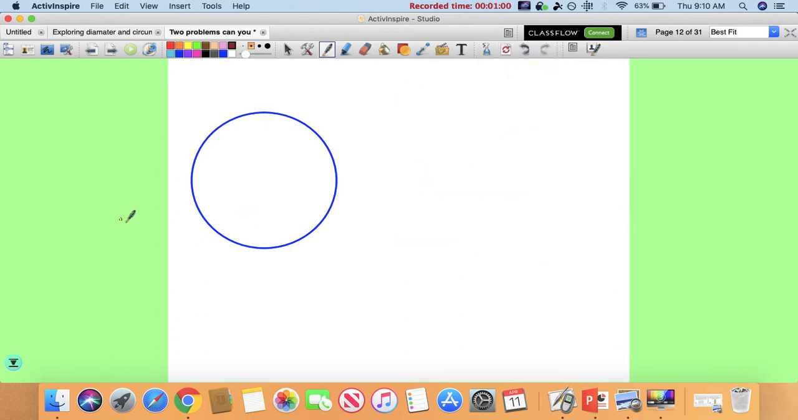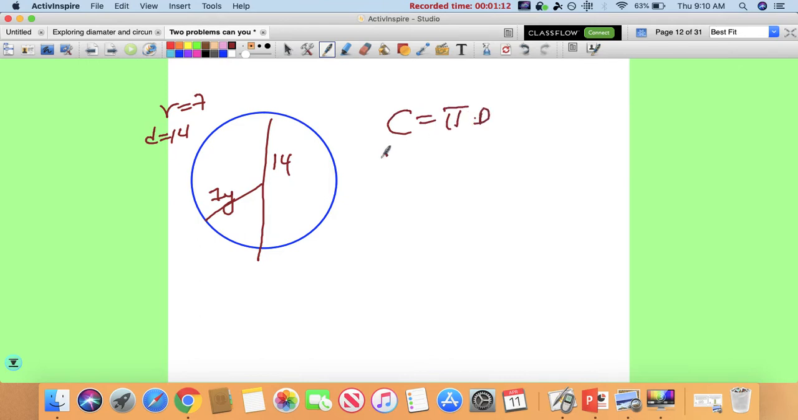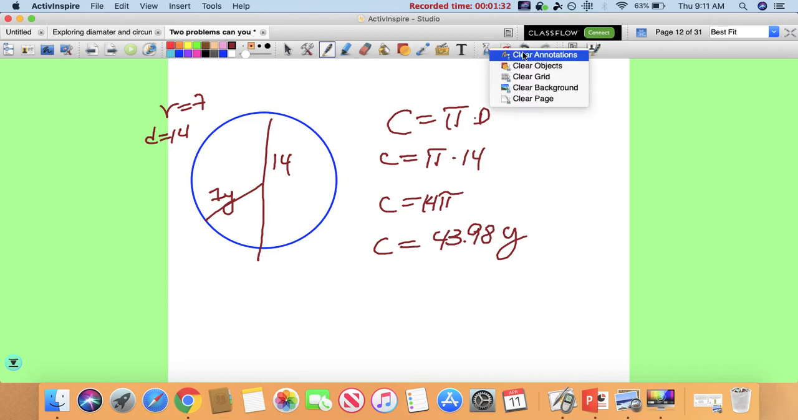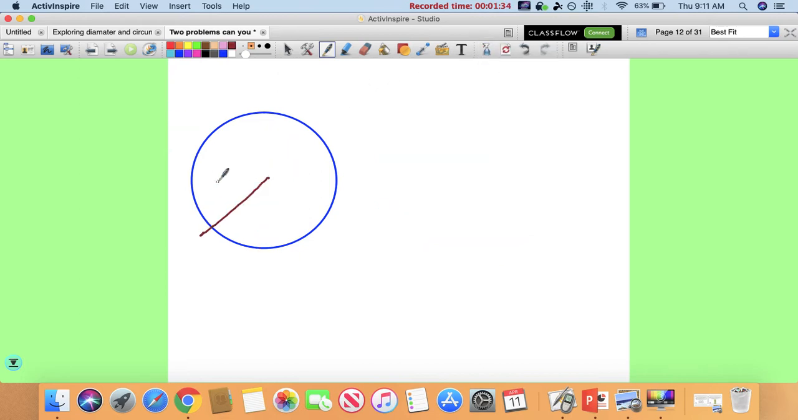Number 2. So again, another circle. This is 7 yards. So the radius is 7, which means the diameter is 14. So always kind of write that down. It's good information. So C equals pi d. C equals pi times 14. C equals 14 pi, right? And then we're going to multiply in the calculator. So 14 times pi, enter, and you're going to get 43.98 yards.